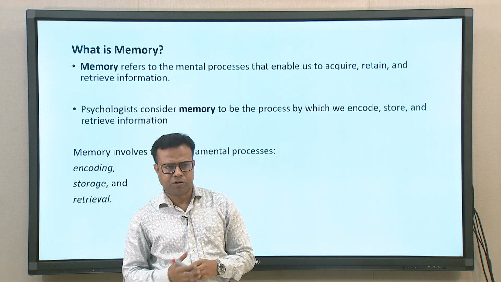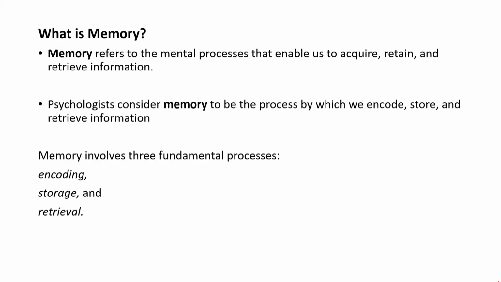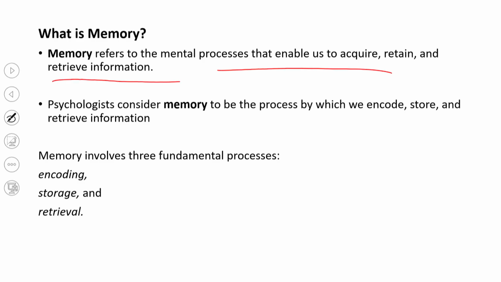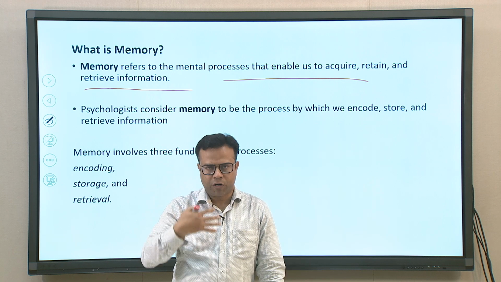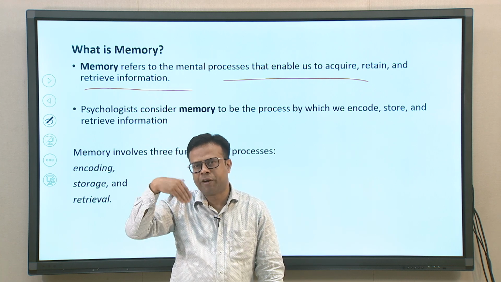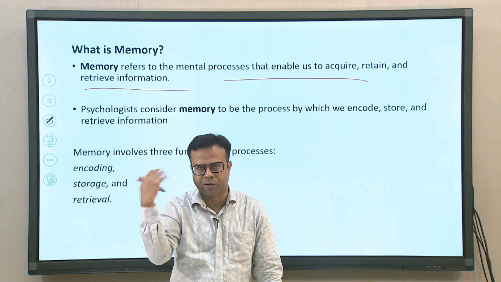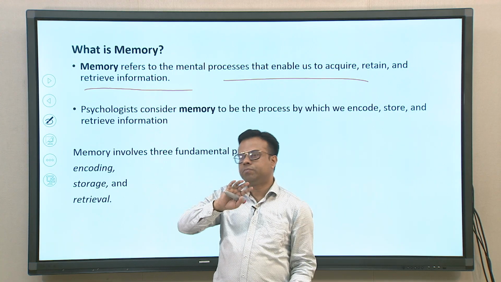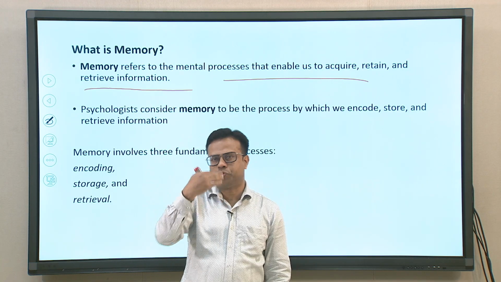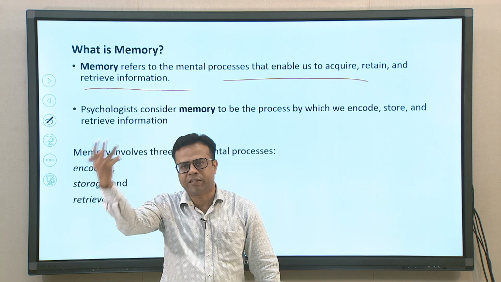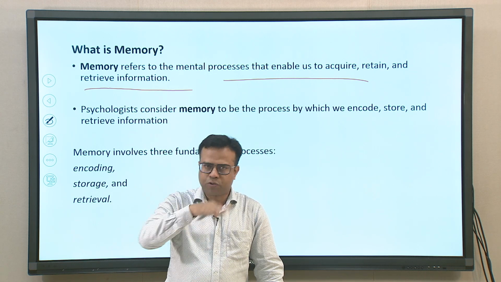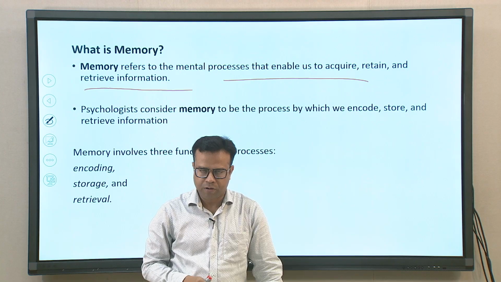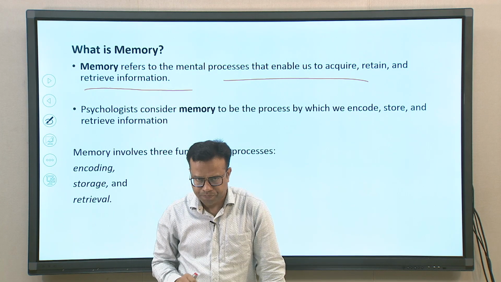So, let us start. When we talk about memory, how do we define memory in psychology? One of the basic definitions is that memory refers to mental processes that enable us to acquire, retain and retrieve information. How do you acquire information, retain it, and then whenever necessary, retrieve it from the brain through mental processes? When you talk about memory, it includes all these three aspects.